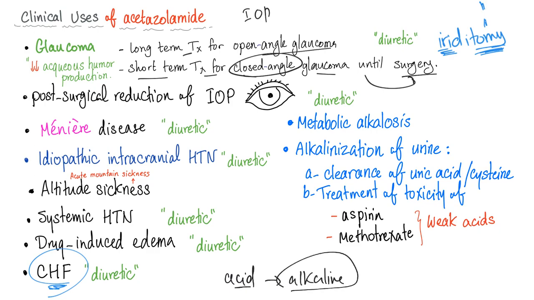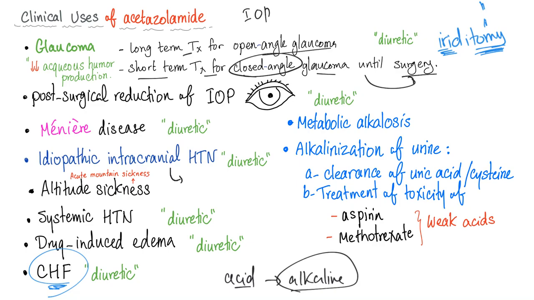And again, I'll talk about alkalinization of urine later. This alkalinization of urine is also good to treat the toxicity of aspirin and methotrexate. These guys are weak acids. If you want to get rid of weak acids, put it in an alkaline medium and you will pee it out. It's magic. If you want to be more sophisticated, okay.